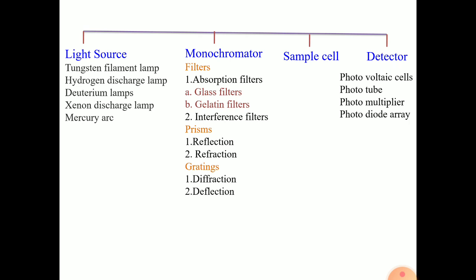Then the sample cell, and the next is the detector. We have four types of detectors commonly used in the UV visible spectrophotometer: photovoltaic cell, phototube, photomultiplier, and photodiode array detector. The photovoltaic cell is also called a photobarrier cell. The phototube is also called a photodetector. The photodiode array detector is also called the PDA detector, which is the short form of photodiode array detector.